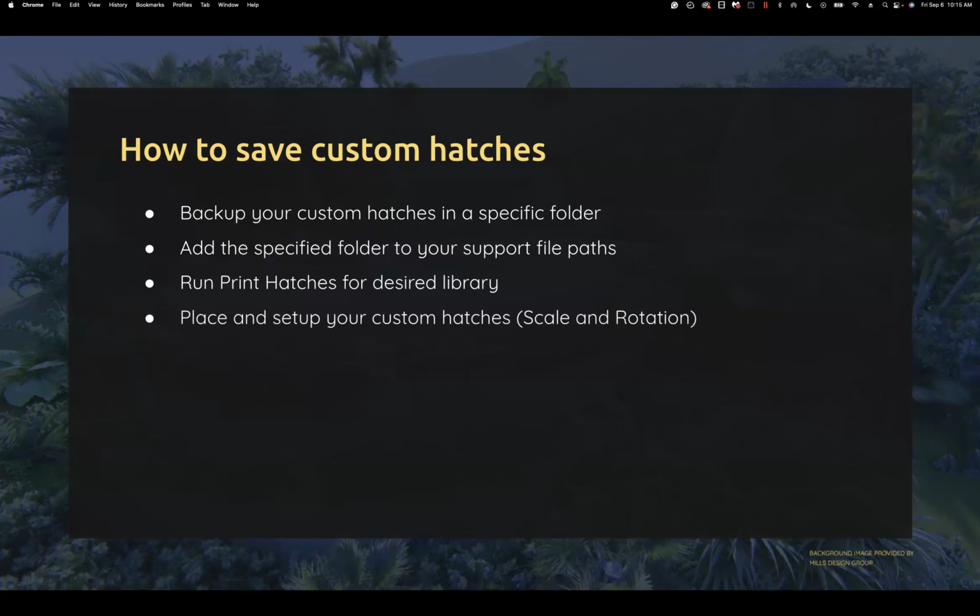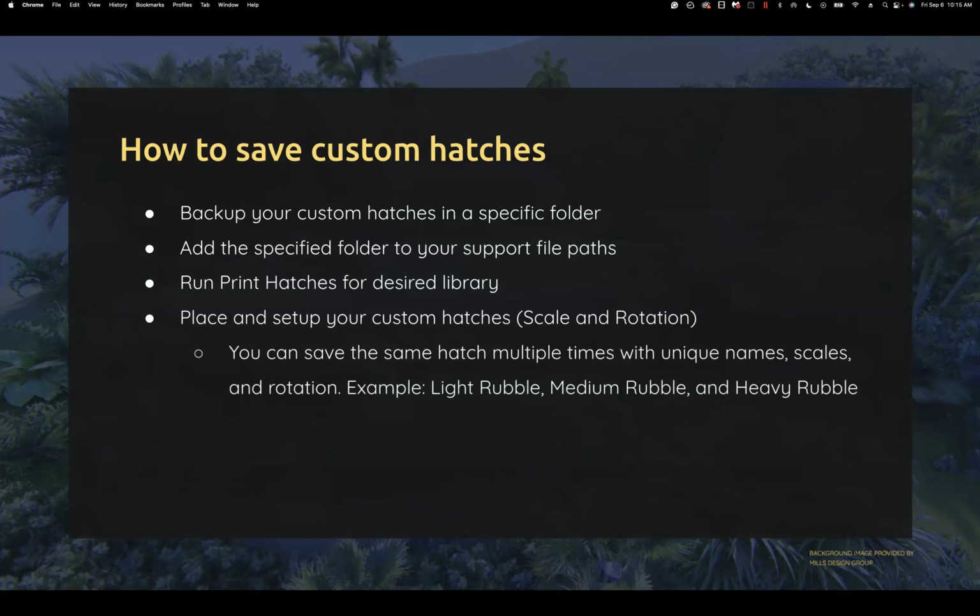Once you've placed all of your hatches, you'll want to set their scale and rotation and record all of that so that it's there ready for you to use. And then it's also worth noting that you can save a hatch multiple times, like I explained previously. An example of this might be if you have a rubble hatch and you want a light, medium, and heavy version, you'll place that rubble hatch 3 times and then set it up with the correct scale and rotation settings that you want for each one to represent the light, the medium, and the heavy version.